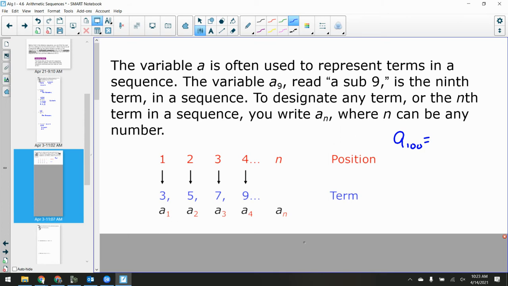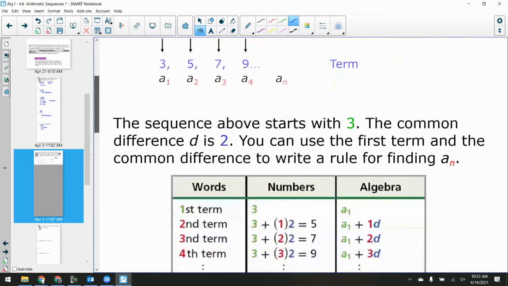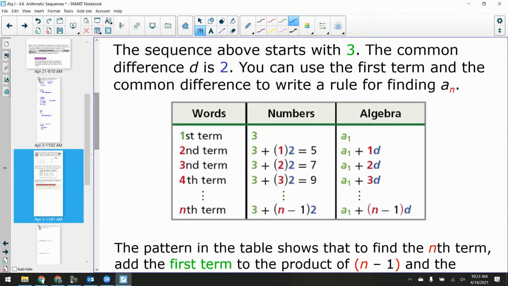Okay, so to designate any term, the nth term of the sequence, you write a sub n, where this will give you any term. We make that term arbitrary, and we say, okay, what if we want the 100th term, or the 1,000th term, or the 15th term, whatever, where n can be any number. So you can create an equation with any arithmetic sequence as follows. You start with your first term, and then you repeatedly add on common differences, right? There's my beginning value, my starting value.